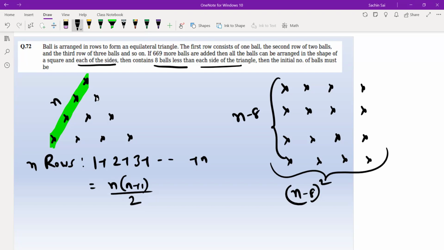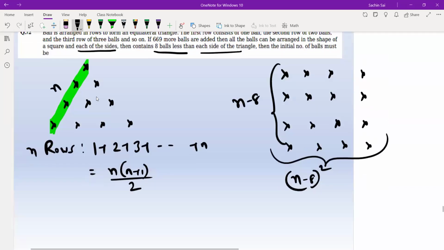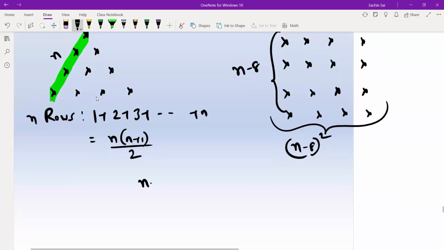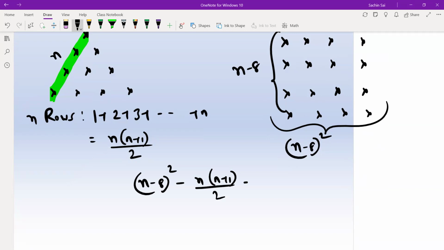But it says that the number of balls required to make the square is 669 more than the number of balls required to make the triangle, right? So you have n minus 8 whole square minus n times n plus 1 by 2 is 669. So again, you have a quadratic equation that you must solve, right? So if you get two possible answers, please be careful about which answer you pick, because here it is necessary that the number of balls used is at least 9, because n minus 8 must be a positive integer.